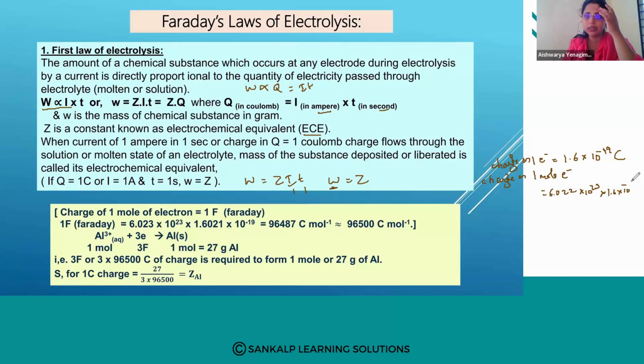1.6 into 10 raised to minus 19. 1.6 totally, or to be more specific, take it as 1.6021. Doesn't matter. You will get the answer 96,487. To remember it, I will not say it as 96,487. No, 96487. Remember this number. This is nothing but 1 Faraday.